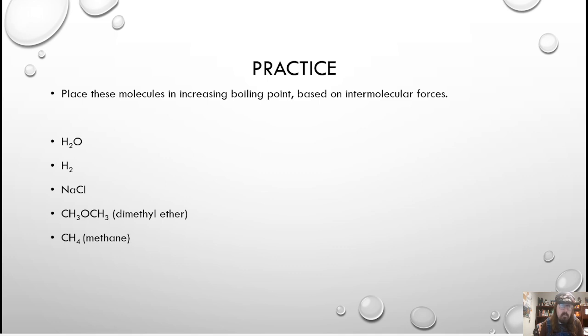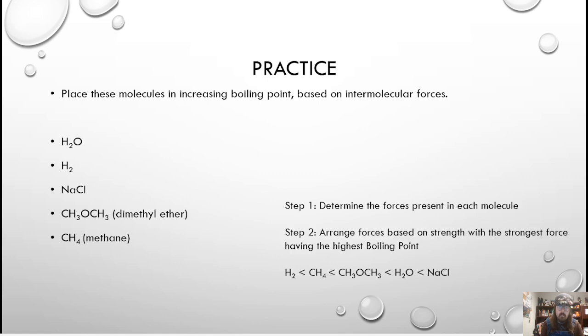The last two, methane and H2, are both hydrocarbons that are gases. But in looking at this, neither of them have polar molecules, so they both have London dispersion forces. But in terms of sheer size, methane is bigger and so would have greater London dispersion forces than H2. And so H2 would have the lowest boiling point, methane the second lowest. And so that's how we would arrange these based on that.